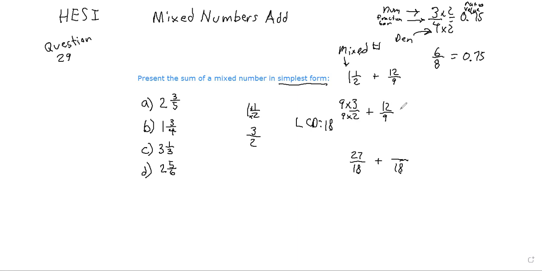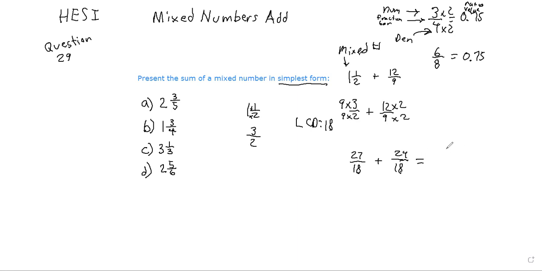And now let's do the same thing for the other fraction, 12 over 9. So 9, we're going to find that number that we need to multiply. So 9 times what gives us 18? 9 times 2, right? So all we have to do to get an equivalent fraction is multiply the top by the same number. So we're going to go 12 times 2 and we're going to get 24.